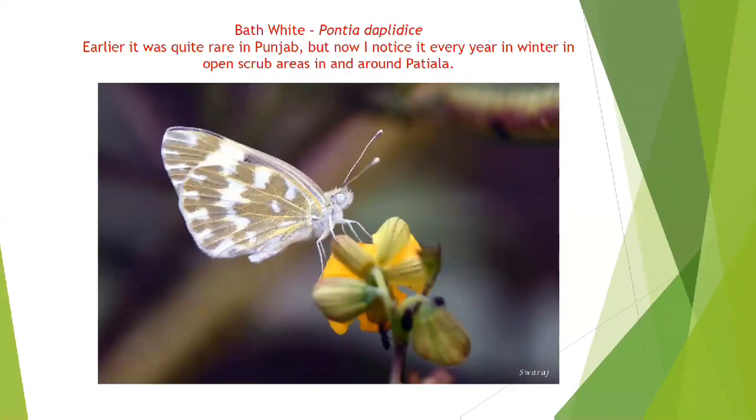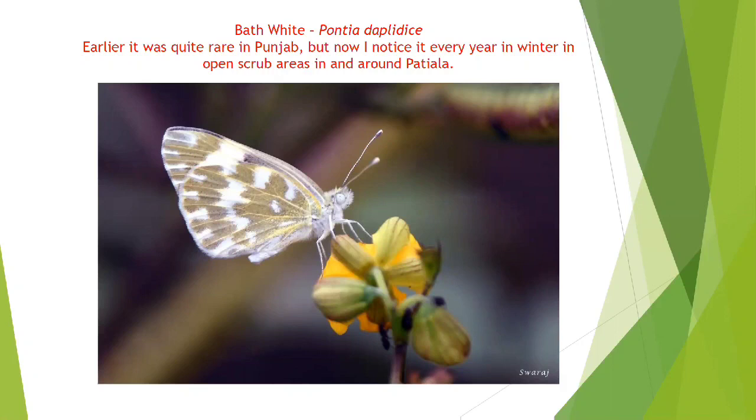This is Bath White. Bath White was earlier very rare in Punjab. But now I notice it almost every year in the winter season in the open scrub areas in and around Patiala, especially in a place called Reet Khedi village. There is an open scrub area. In fact, it was called Jyoti City, an area which was to be developed for housing purpose, but somehow it didn't come off, and it was lying desolate, wasted area. There's a lot of scrub growing there, and I have been noticing this butterfly for the last many years now.